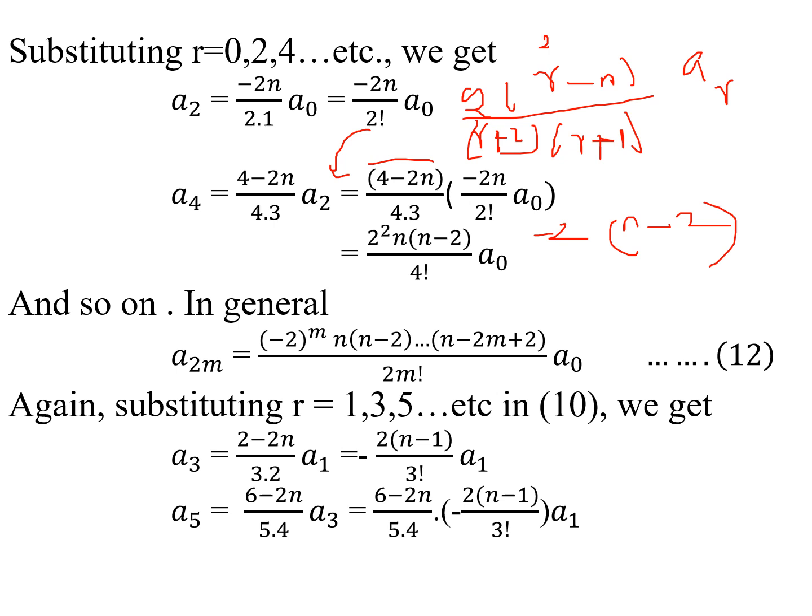Similarly, we are putting r is equal to 1, 3, 5 in that expression. If we are putting r is equal to 1, this side is equal to a(r+2). Therefore, 1 means a3. Here 1 means 2 minus 2n divided by 3 into 2 into a1, taking minus 2 outside, therefore minus 2(n minus 1) by 3 factorial into a1. If we are putting r is equal to 3 in this equation, 2 into 3 minus n, therefore 6 minus 2n divided by 5 into 4 into a3.